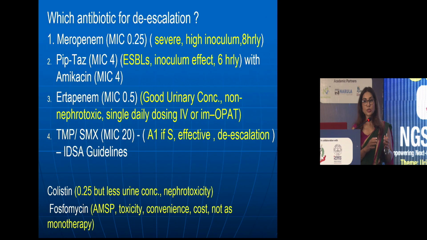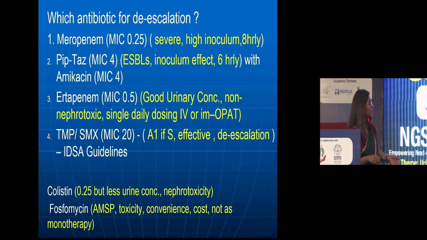Now, in a patient who is in severe sepsis, should we start with ertapenem? No. If the patient has severe sepsis and there is a chance of bacteremia, then ertapenem, being a drug which is highly protein bound, should not be used initially as empirical therapy. It can always be a step-down therapy. So, start with meropenem and then once the patient stabilizes, ertapenem can be used.